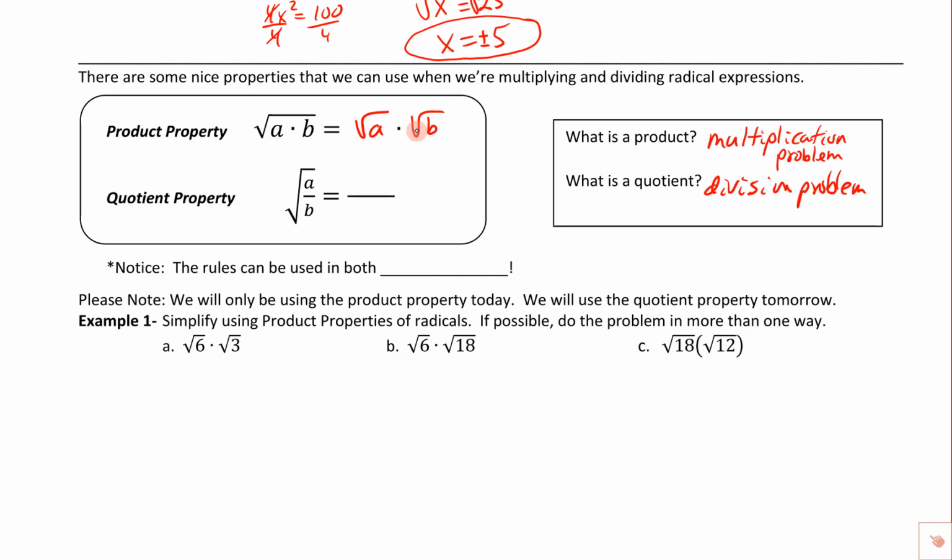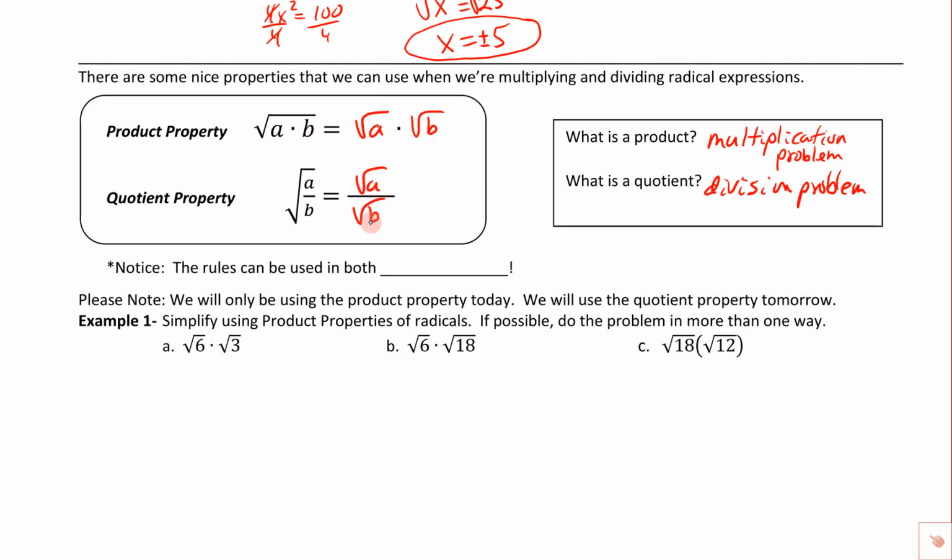And the cool thing is it works exactly the same way with the quotient property. Here I've got the radical of a fraction, radical of a quotient, a division problem right here. And what the quotient property says is, rather than finding the radical of this ugly division problem, let's find the radical of the top and the radical of the bottom, and then we take care of the division after the fact. Now, what I'd like you to notice is these rules work in both directions. So if you have the product of two radicals, you could put them underneath one big radical if that was better for you at the time.